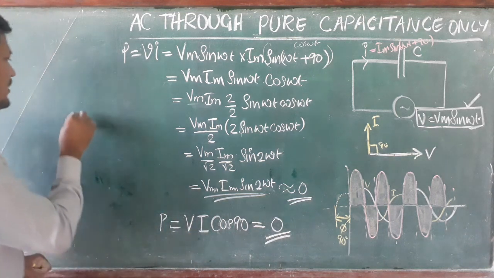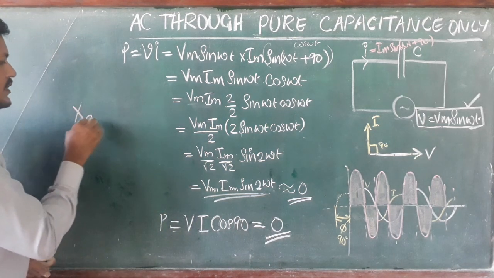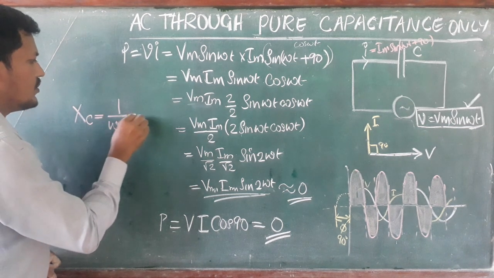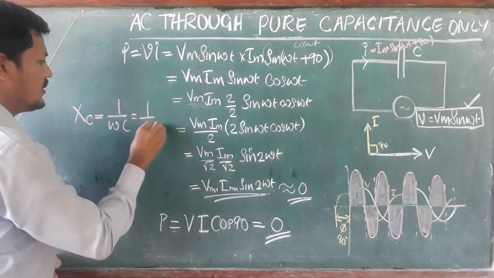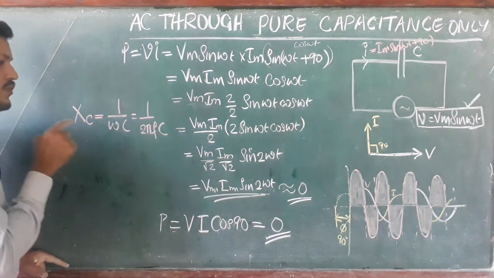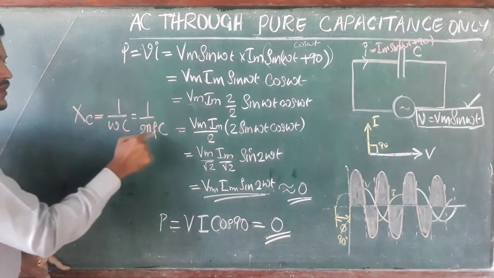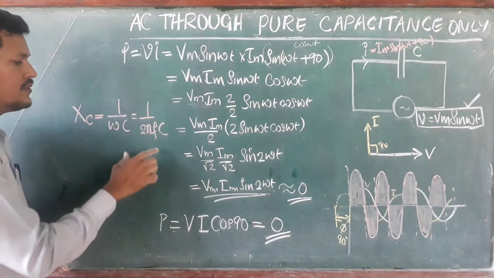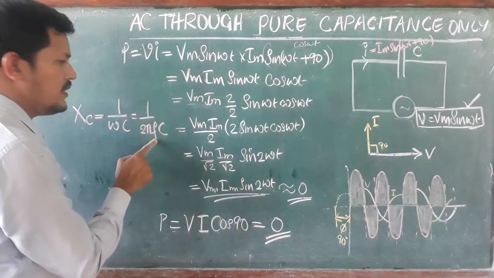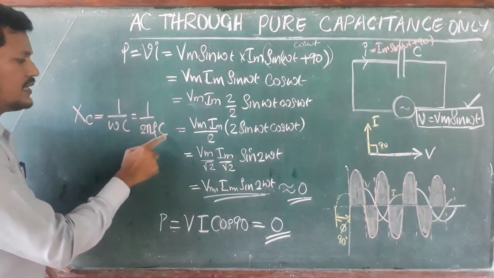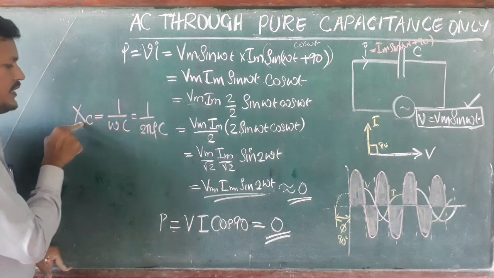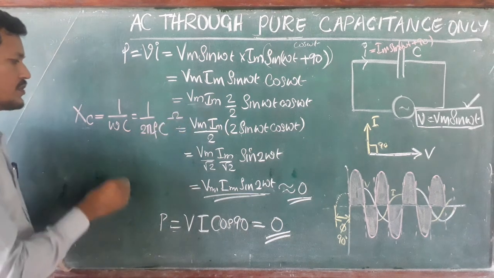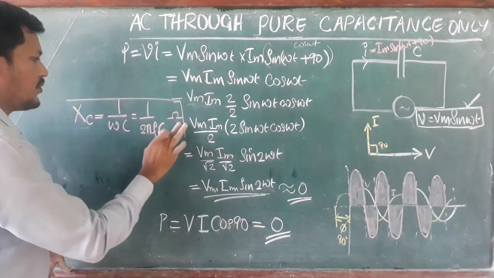One more thing is the capacitive reactance Xc, that is 1 by omega C, or 1 by 2 pi fC. Clear? So we have to find Xc with respect to the capacitance value and the frequency value given. Based on the given frequency and the given capacitance, we find the capacitive reactance, and it is measured in ohms. Clear? You have to remember this point.